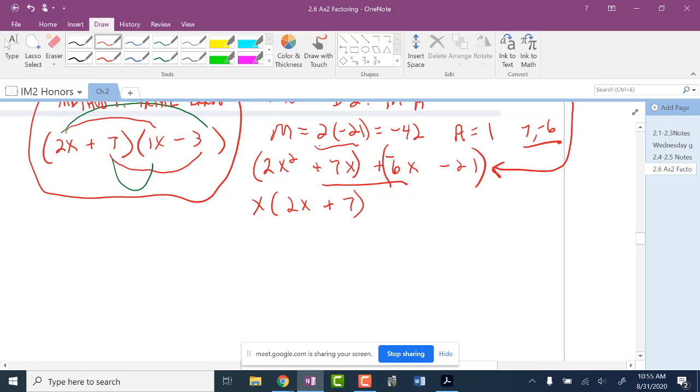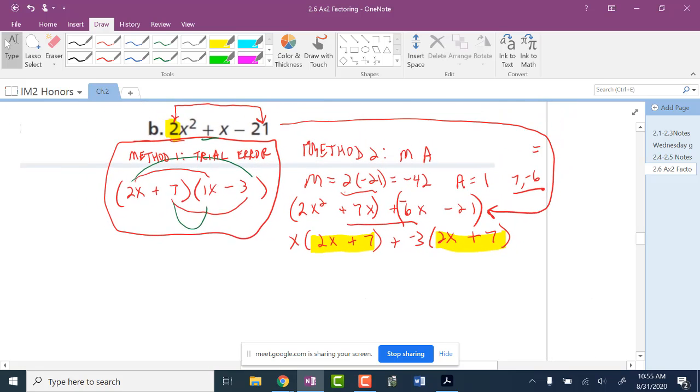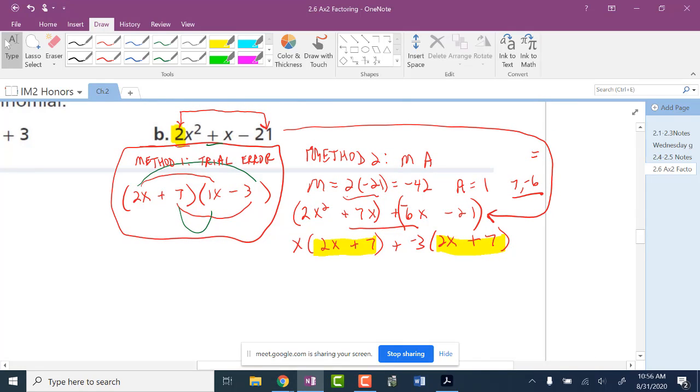So you take out an x out of the first one, and it has to be, in this case, a negative in the second one, and it is a negative 3. And then when I take out a negative 3, this becomes a positive 2x, and then this negative 21 divided by negative 3 is a positive 7, and this is imperative in grouping at the end, that these two sets of parentheses are exactly the same.